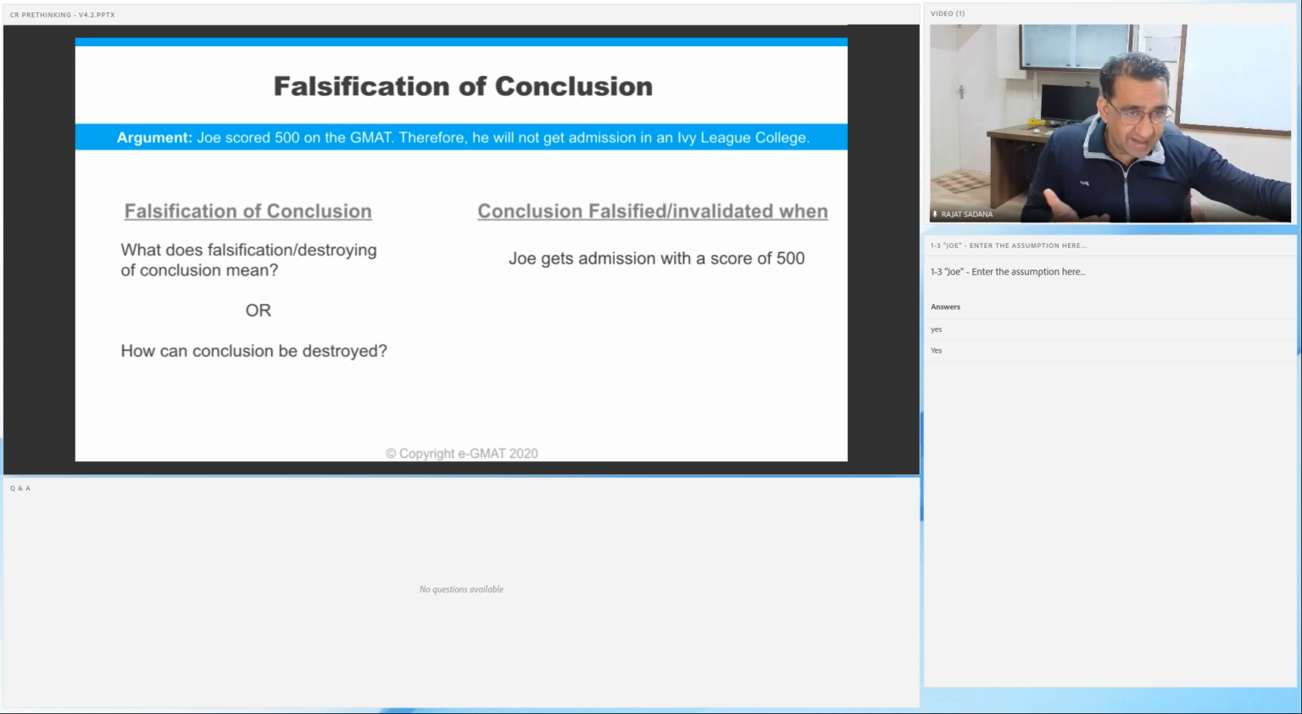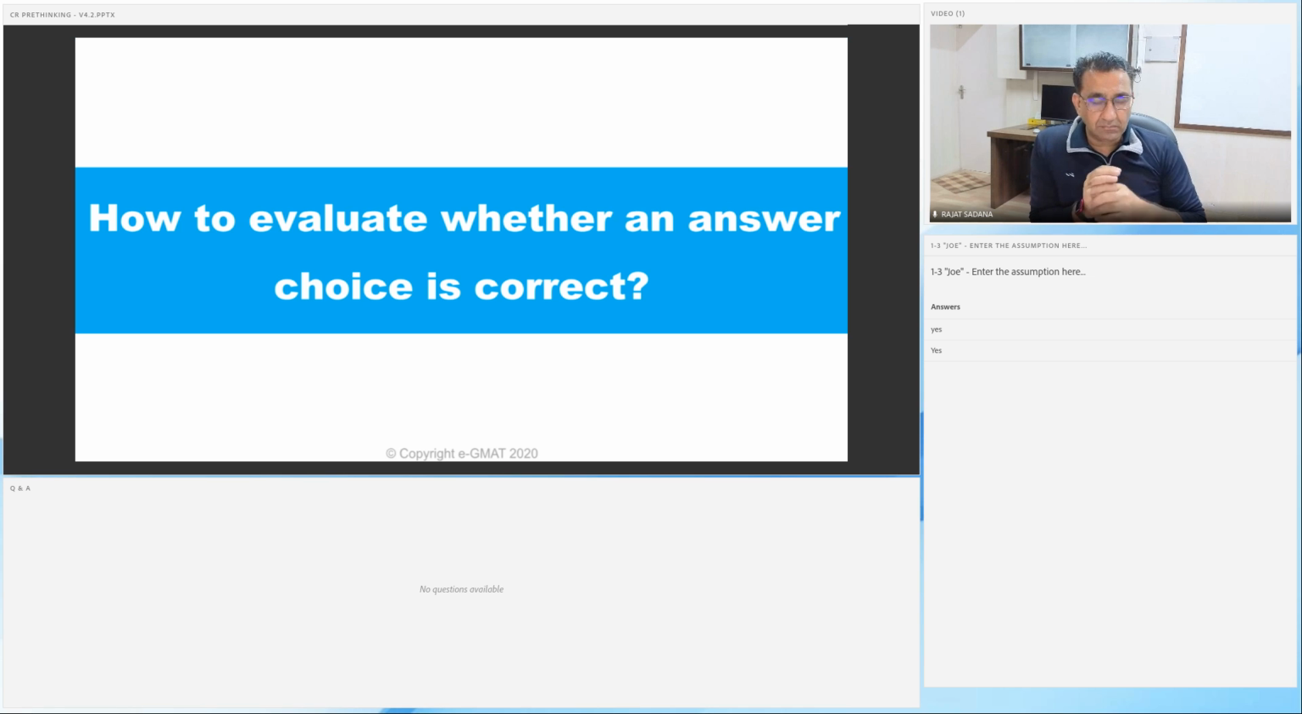Right? That happens if Joe gets in with a score of 500, the author's conclusion is shattered, broken. If Joe gets in with a score of 500, then I, as an author, cannot say with 100% certainty that Joe will not get admission into an Ivy League college. So having built this framework on how to decide, this is still not the pre-thinking framework. We're still learning the fundamentals of assumption. Let's decide whether an answer choice is correct.